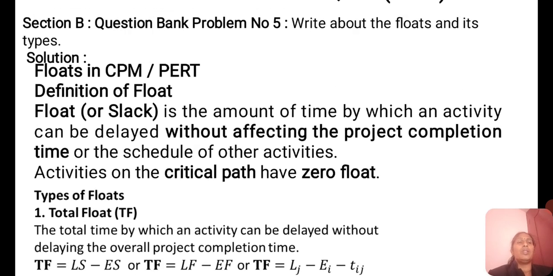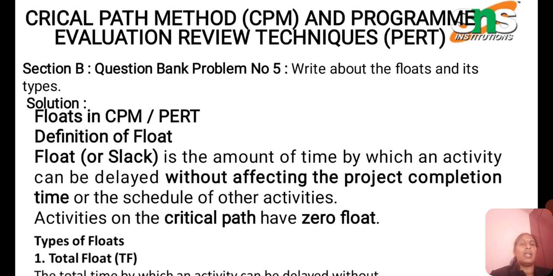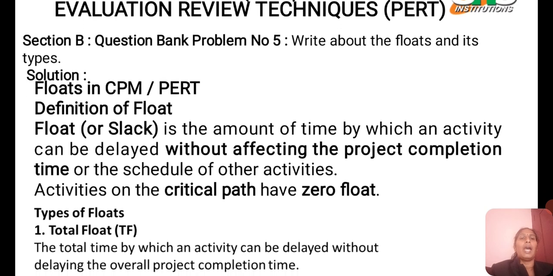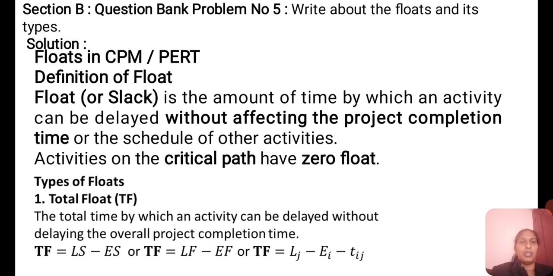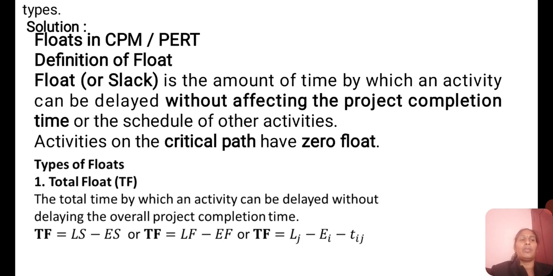Here we are going to discuss floats and their types. There are different types of floats. Before entering into the types of float, we have to know what is meant by float. Float is the amount of time by which an activity can be delayed without delaying the project completion. Critical activities have zero float. The types of floats are total float, free float, independent float, etc.